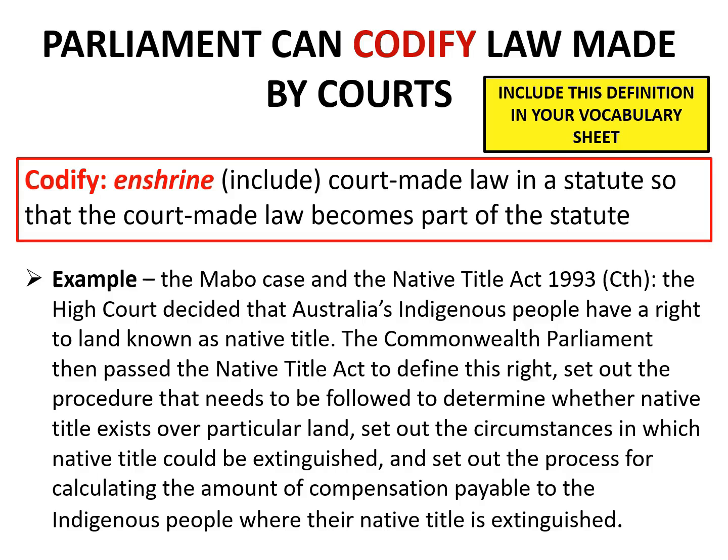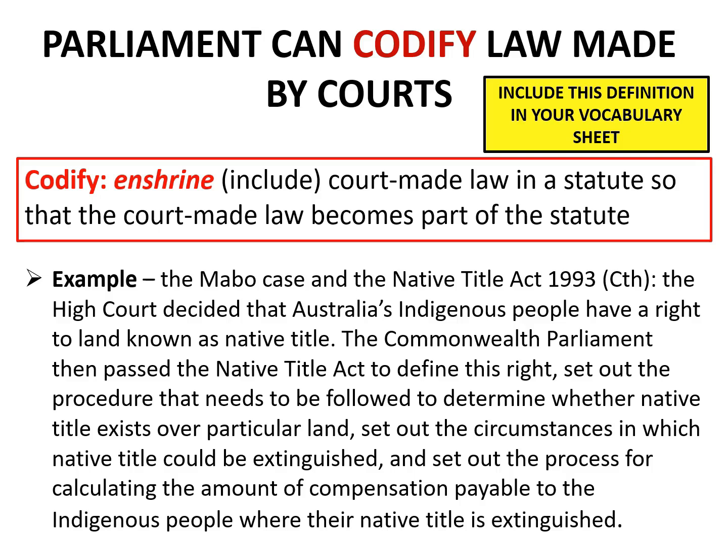These rights were called native title and gave Australia's Indigenous people the right to use the land for their traditional purposes, such as hunting, gathering food, and holding cultural and religious ceremonies like corroborees. After the High Court had decided the Mabo case, the Commonwealth Parliament then passed the Native Title Act to codify or enshrine in that Act the concept of native title as defined by the High Court in the Mabo case and to regulate the treatment of native title in Australia.